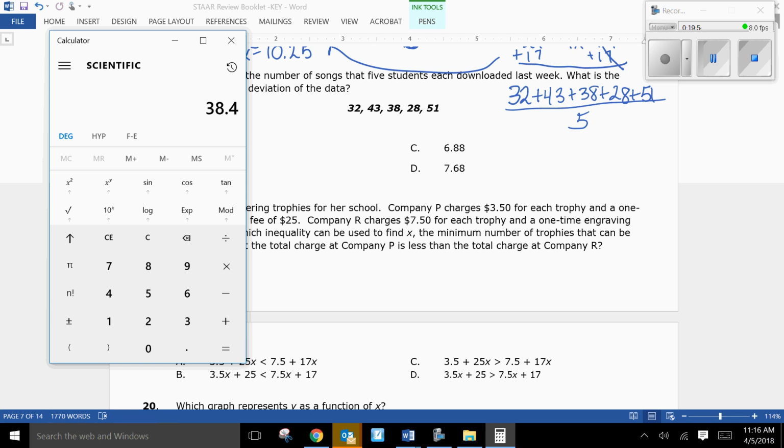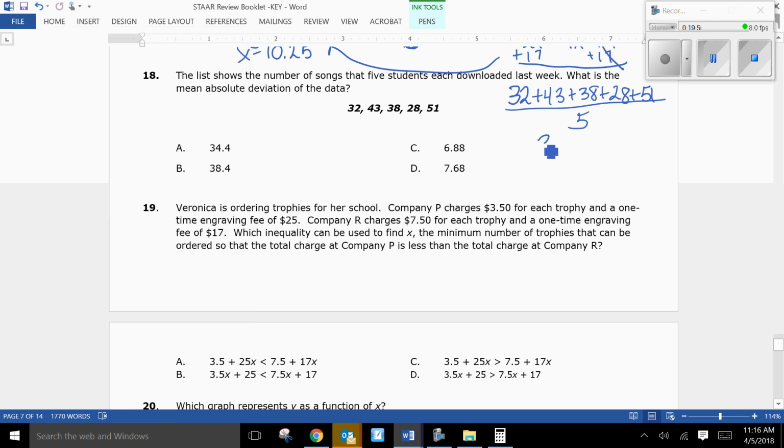38.4. Okay, so this is my mean, not my answer. Okay, so I'm going to get rid of 38.4 so I don't make a mistake. And I want to know the distance, the average distance that each of these are from 38.4.